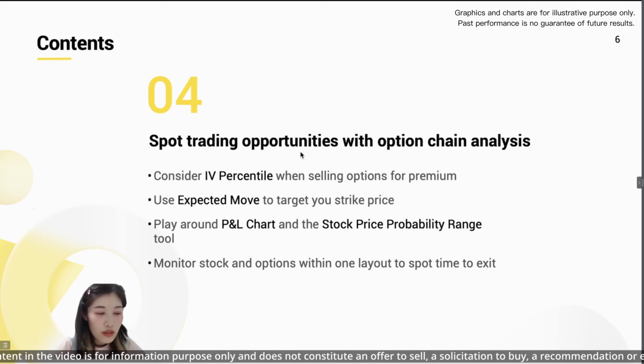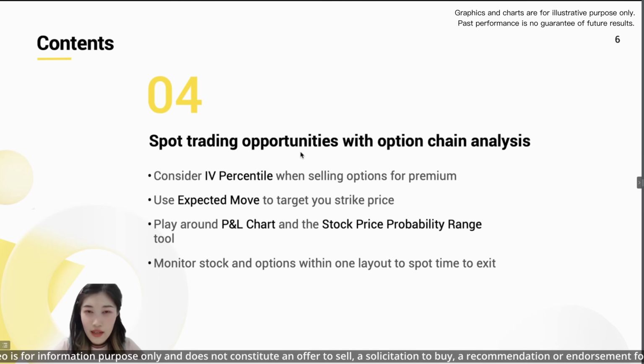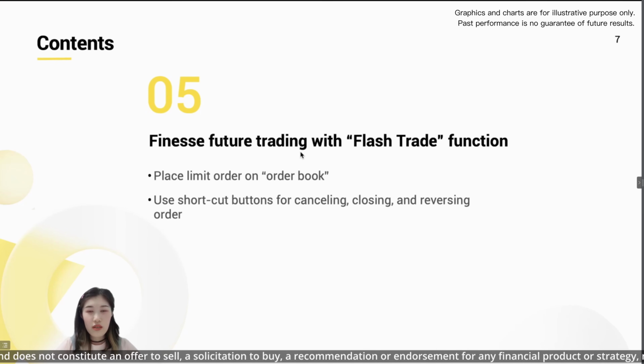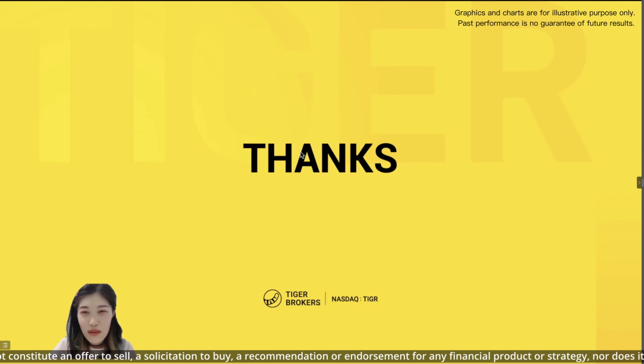As for part 4, we moved from stocks to options, and I gave you guys a rundown of the option chains, the IVs, and the P&L chart. And last but not least, we got a sense of how flash trade works from part 5, which is a very, very powerful instrument for trading derivatives. So that's all about today's demo.